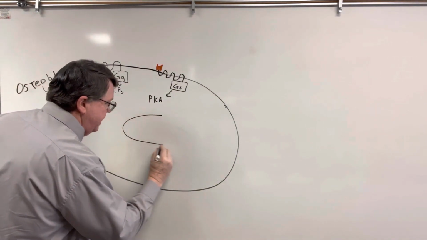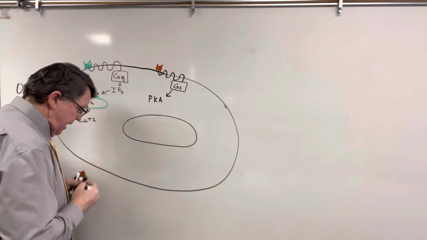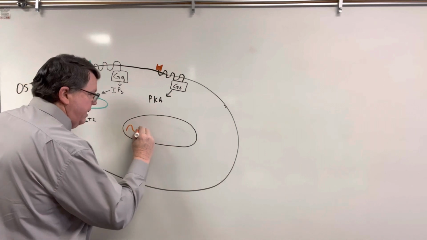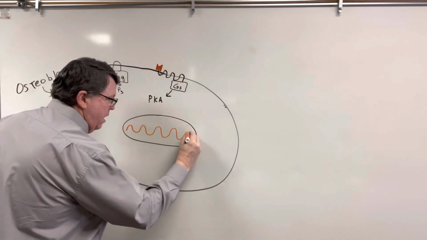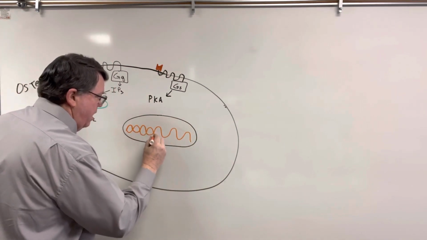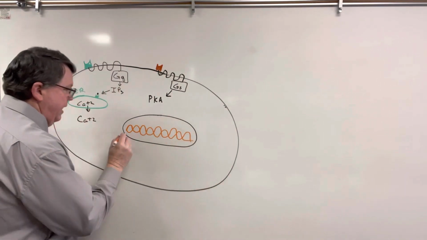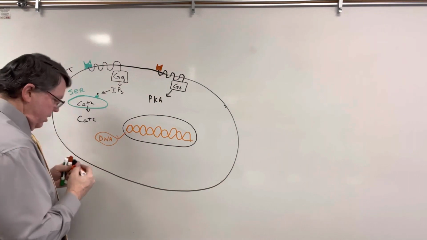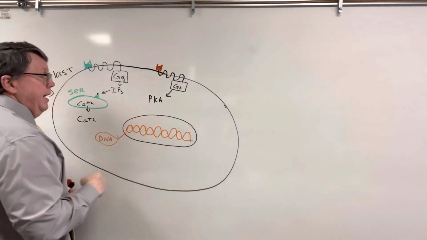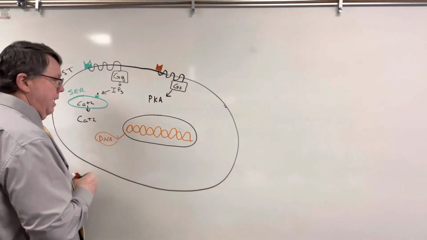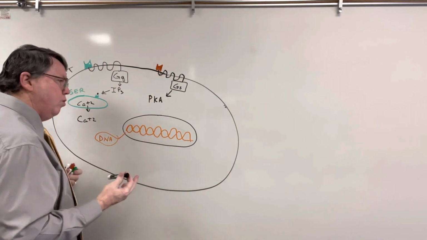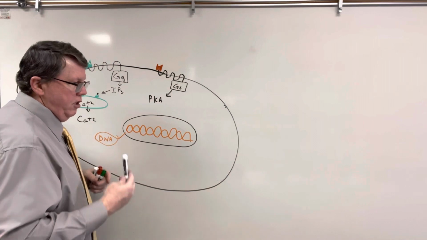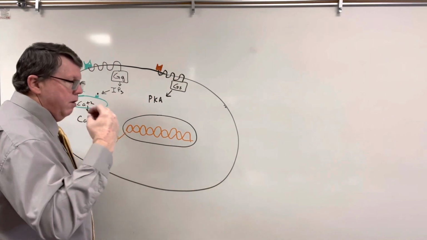So here's the nucleus here, right? And inside the nucleus, as you know, we have something called DNA. So here's my DNA, all right? And that's my DNA right there. And now what's going to happen is the protein kinase A is going to bind onto a transcription factor, and it's going to cause the release of several different substances which are going to be used to activate my osteoclast.